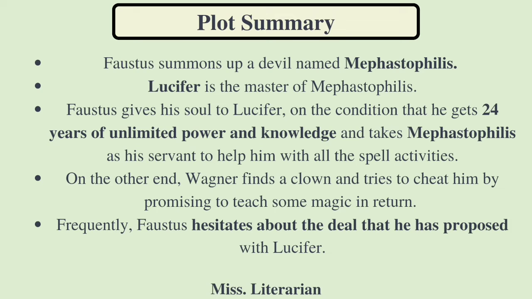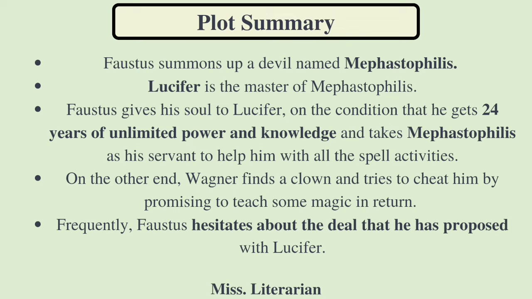Now he will give his soul to Lucifer on the condition that he gets 24 years of unlimited power and knowledge. He also asks Lucifer to provide Mephistopheles as his willing servant. Mephistopheles goes to Lucifer, and Faustus thinks that he has made a good deal. Meanwhile, Wagner finds a clown, Robin, and persuades him to be his servant. He also promises to teach him some magic in return.